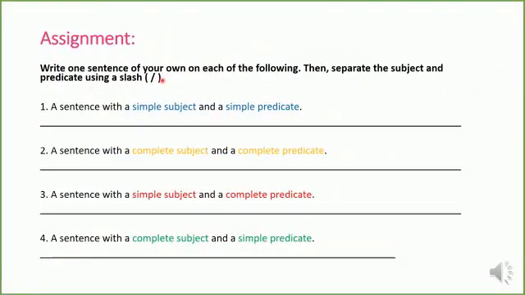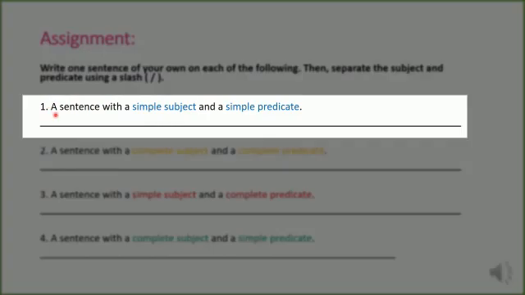Assignment. Write one sentence of your own on each of the following, then separate the subject and the predicate using a slash. Number 1, a sentence with a simple subject and a simple predicate. For example, my little sister works in the hospital. My little sister, here we have just one subject, so it's a simple subject, just one verb, it's a simple predicate, so the slash should be here.